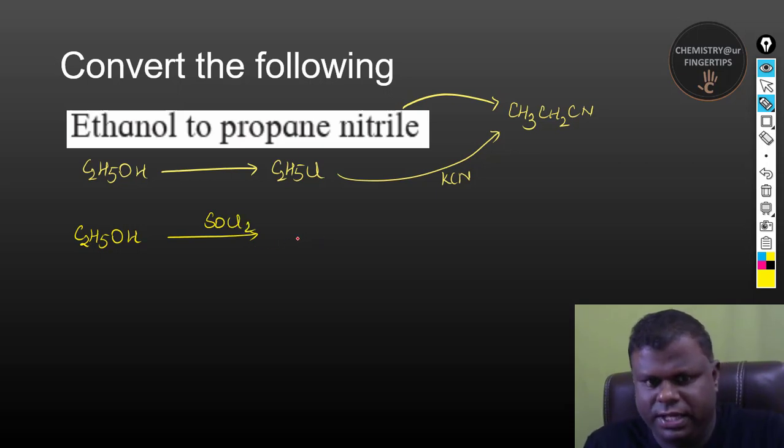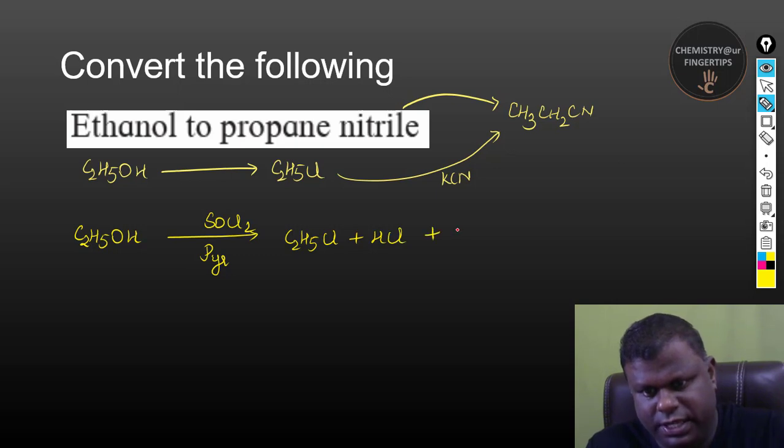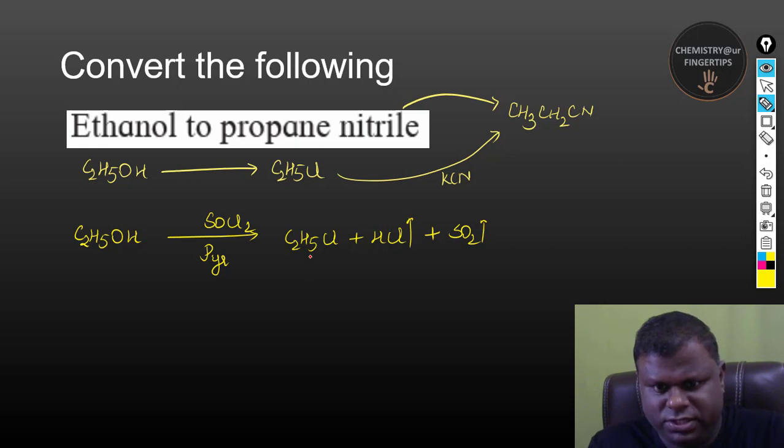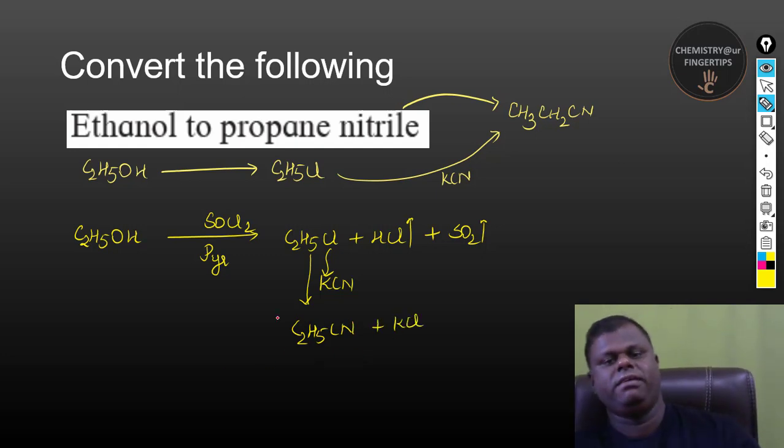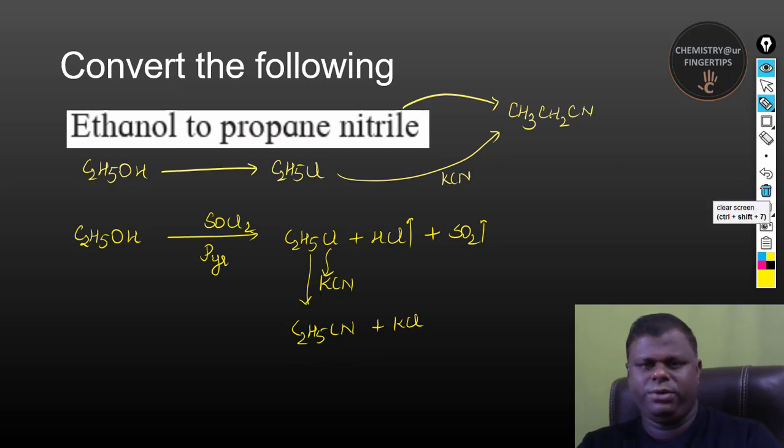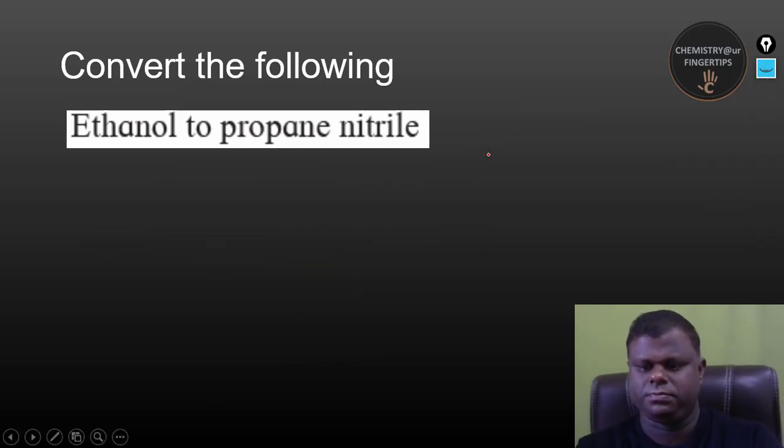So what exactly do you get? Thionyl chloride with pyridine you can use, right? So you get C2H5Cl plus HCl plus SO2. These are the byproducts. Now what next? This C2H5Cl on treatment with KCN, the Cl goes out in the form of KCl. You get C2H5CN plus KCl, and this is nothing but propane nitrile. Very simple way to do this.